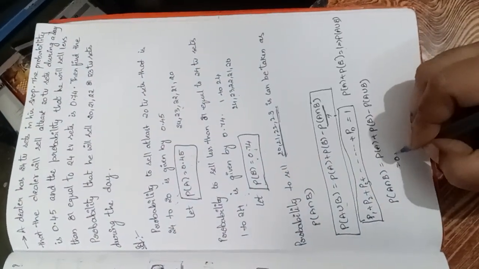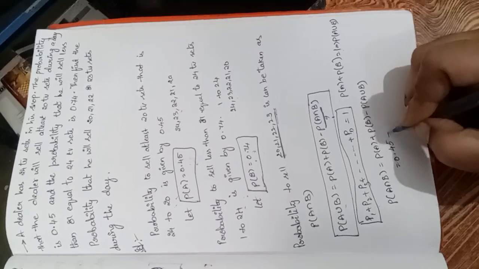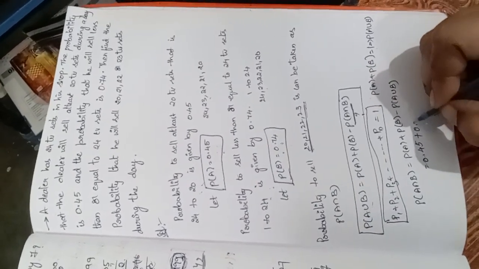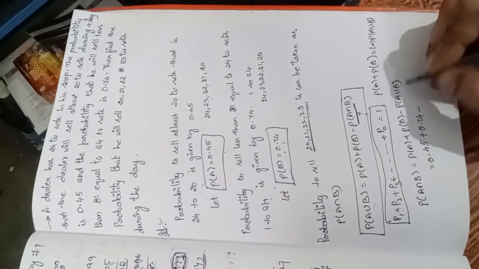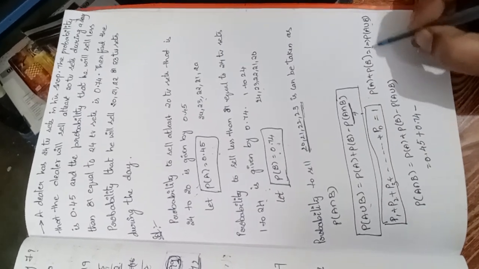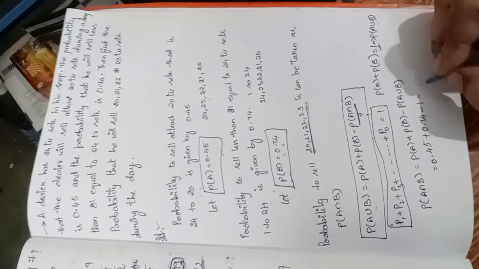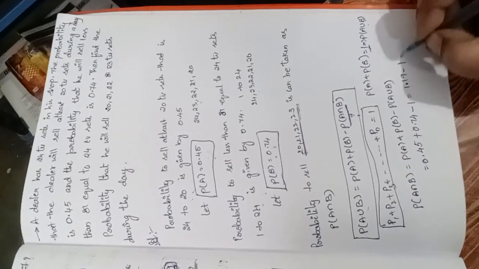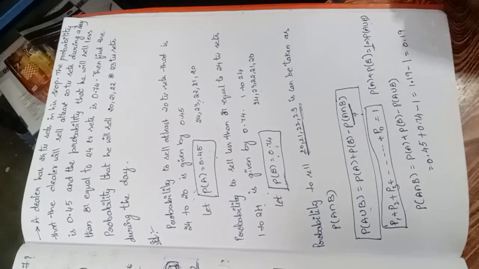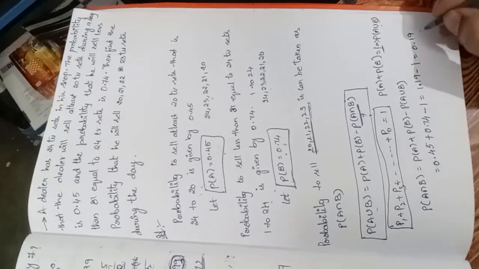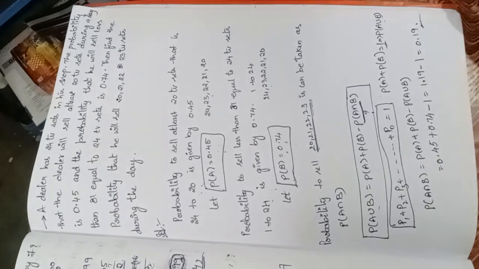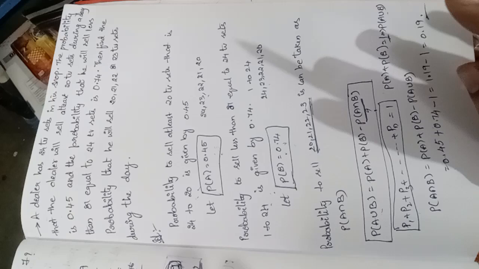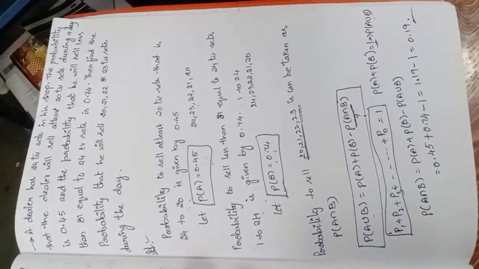So what is P of A? 0.45. Plus what is P of B? 0.74. Minus what is P of A union B? 1. Which is equal to 1.19 minus 1, which is equal to 0.19. This is the probability that he can sell 20, 21, 22 or 23 TV sets during the day.